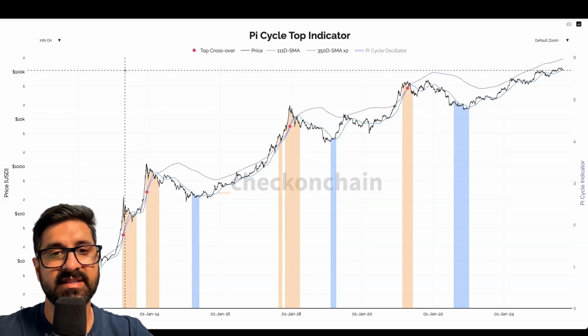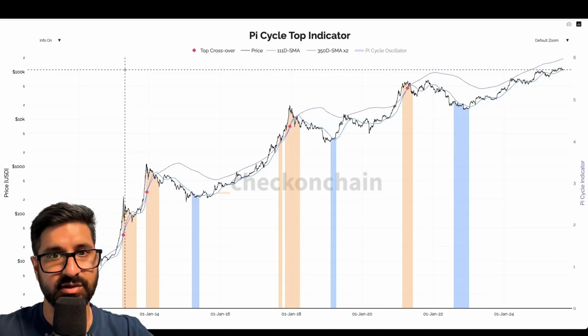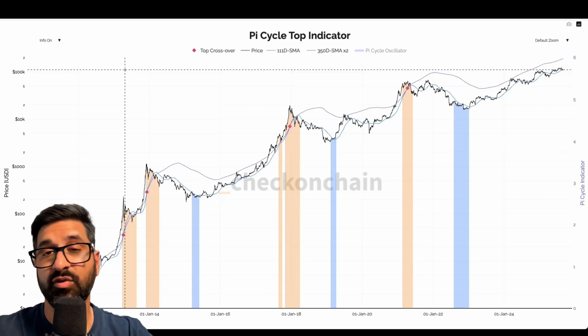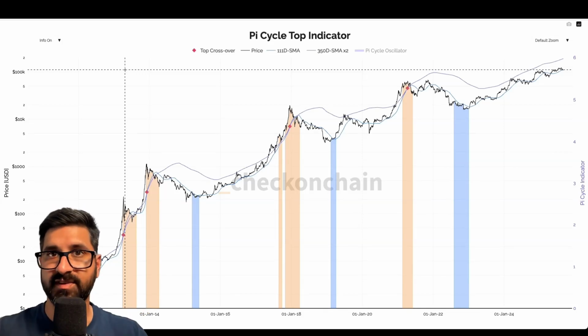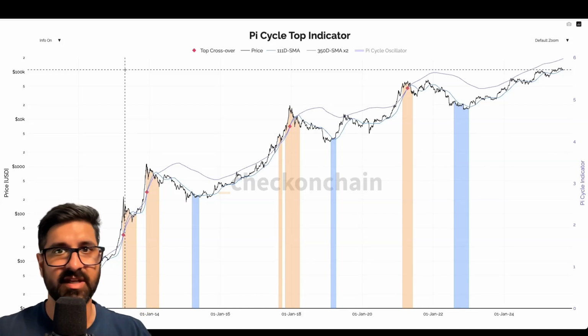Now, what is this indicator? Is it something magical? Is it a crystal ball? No, it's simply a moving average. So it's taking a group of data over a period of time and it's averaging it. That's really all it's doing.